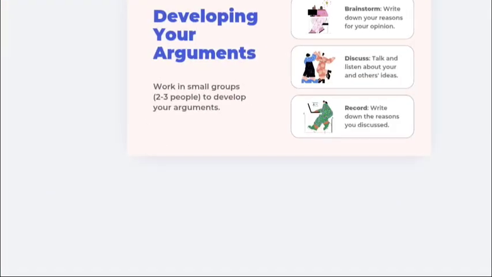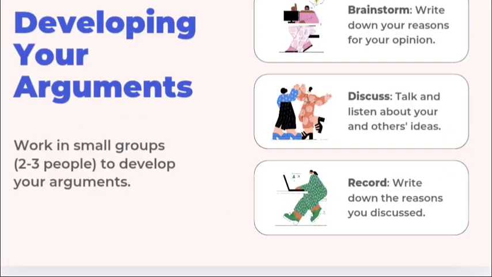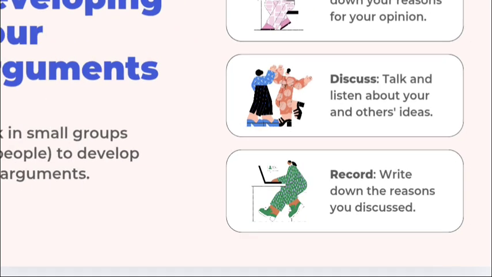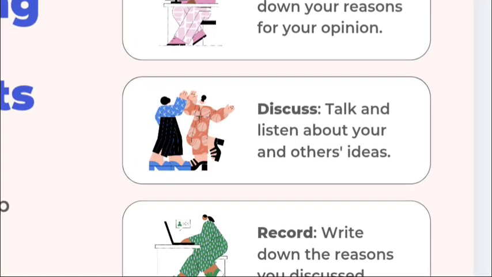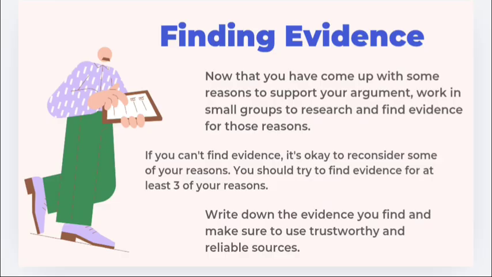Now, developing your arguments. Work in small groups, 2 to 3 people, to develop your arguments. Brainstorm. Write down your reasons for your opinion, discuss, talk, and listen to your and others' ideas, and write down the reasons you discussed. Well, in this case, you can do it with me or solo as well. So, this is pretty interesting so far.